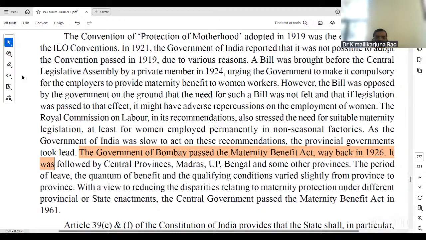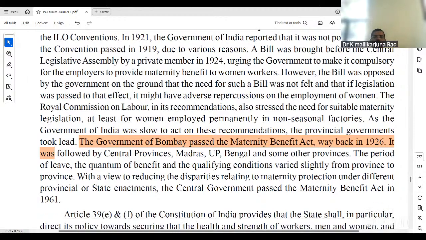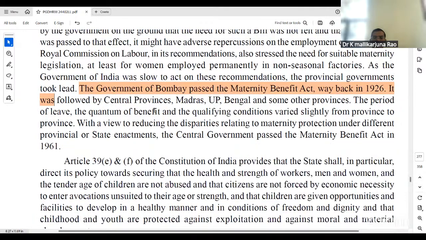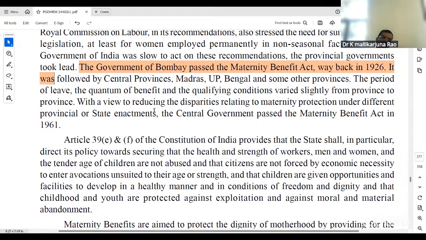So with a view to reducing these disparities relating to maternity protection under different provinces and state enactments, the central government passed a separate act. It is the Maternity Benefit Act 1961, providing uniformity for all these states.